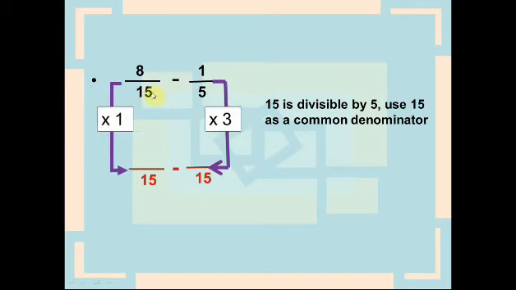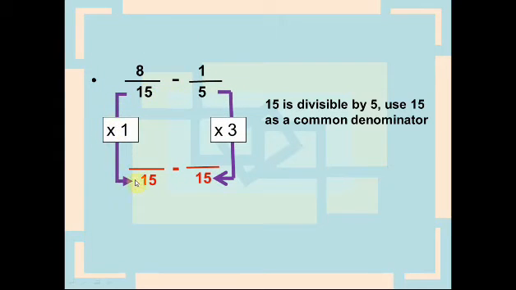And because 15 multiplied by 1 equals 15 and 5 multiplied by 3 equals 15, also multiply the numerators 8 by 1 and 1 by 3. 8 multiplied by 1 equals 8 and 1 multiplied by 3 equals 3. And now we subtract the two fractions. The denominator is 15, the same, and subtract 8 minus 3 equals 5.